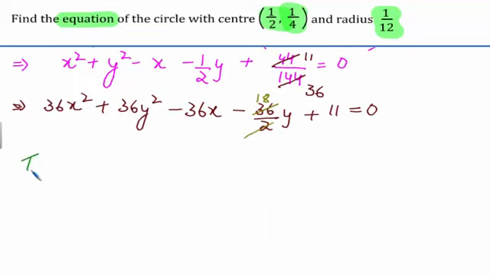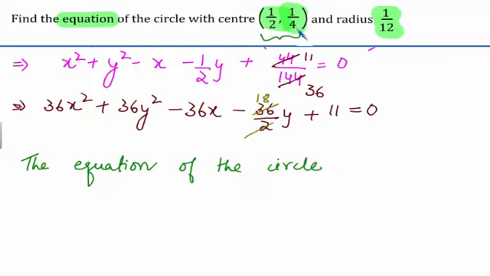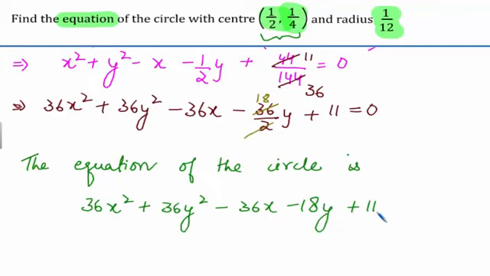Therefore our answer is: the equation of the circle with center having coordinates 1/2 and 1/4 and the radius 1/12 is 36x square plus 36y square minus 36x minus 18y plus 11 is equal to 0. So this completes the solution.